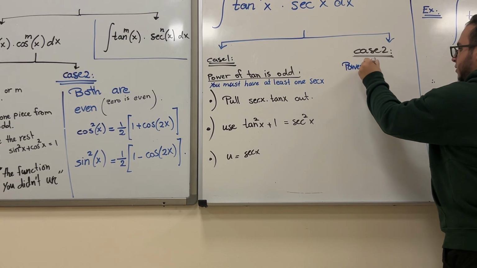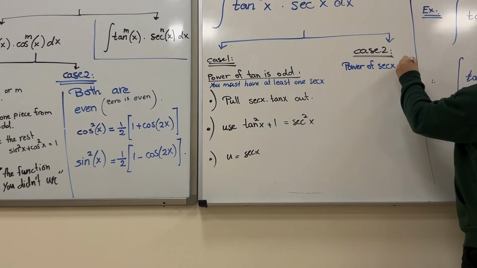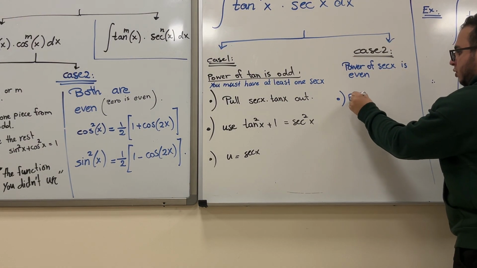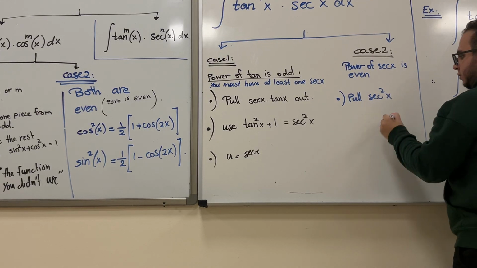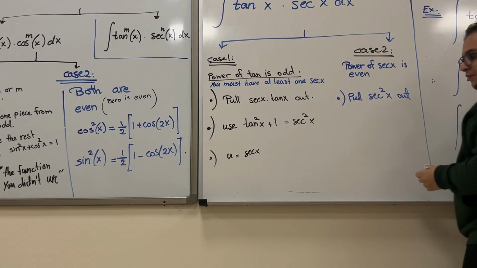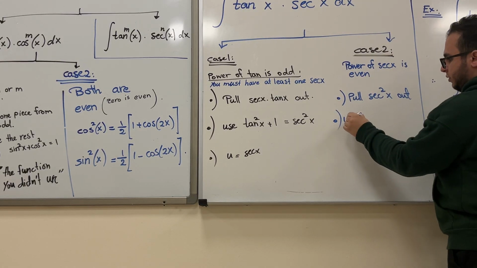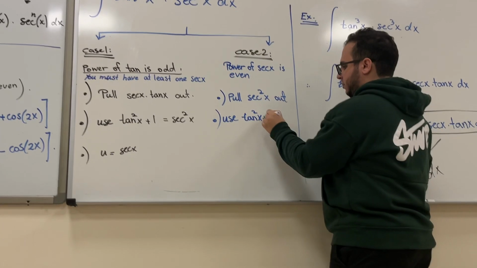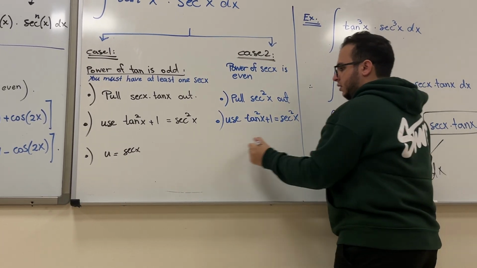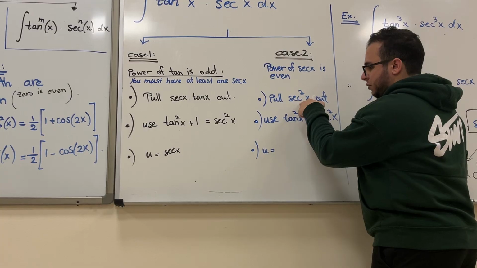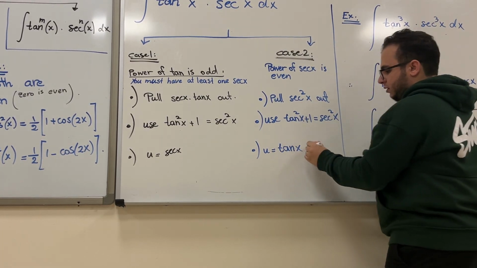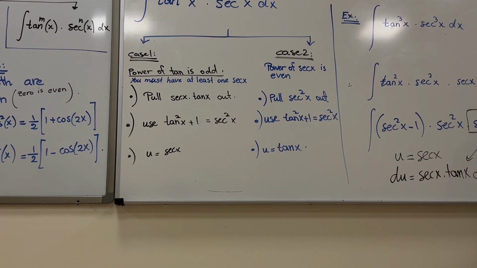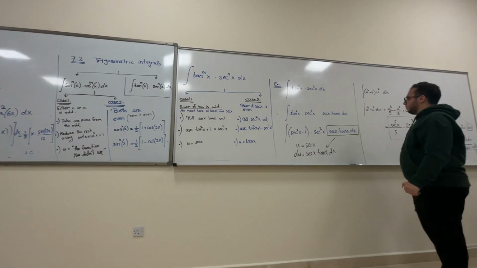But here the power of secant x is even. So what do you do? You pull secant squared x out, and use, again, tan squared plus 1 equals secant squared to simplify the rest. And then u equals tan, and this is du. So what's u? It's tan.